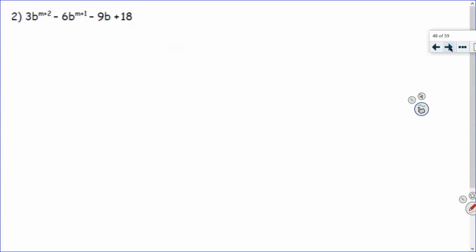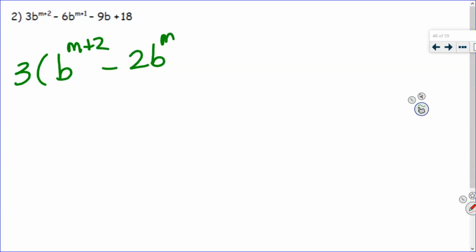So when you look at this problem, we are going to factor out a b to the n minus 1, and we're going to have to figure out what goes in its place. But I'm kind of jumping the gun here because out of all 4 of these terms, there's a GCF. What's the GCF for number 2? 3. Yeah, so let's just take out the 3. So we're going to end up with b to the n plus 2 minus 2b to the n plus 1 minus 3b plus 6.